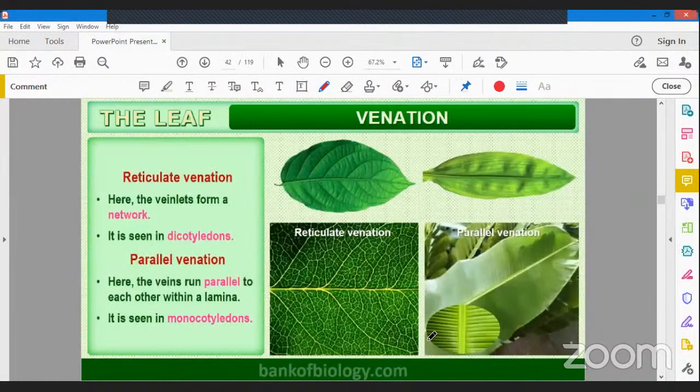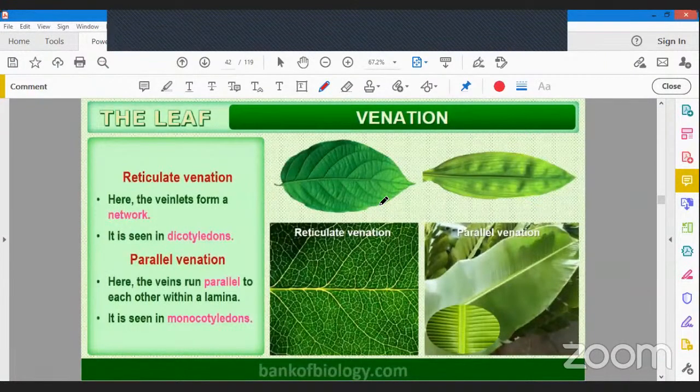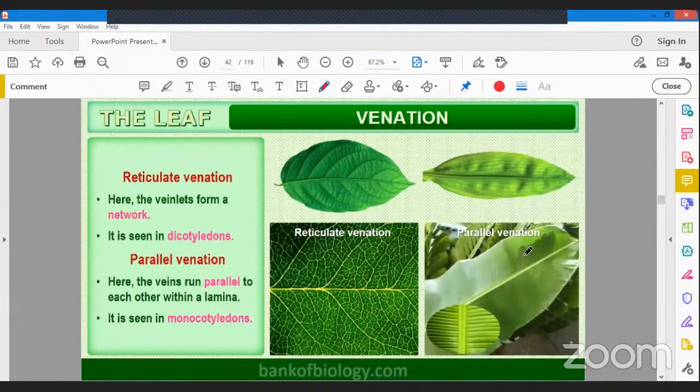Done. So now take down. Reticulate venation: here the veinlets form a network and they are found in dicots. Whereas parallel venation, where the veins are running parallel to each other, is found in monocots. Look, take it down. Examples you can take down. All dicot examples, and the other examples are called monocot examples. So take it down first.